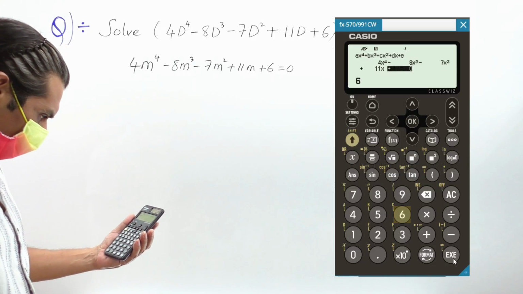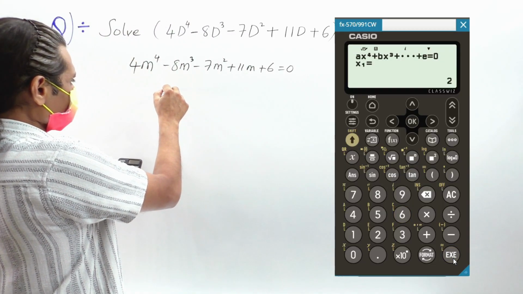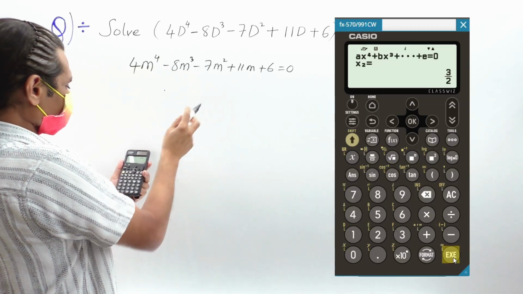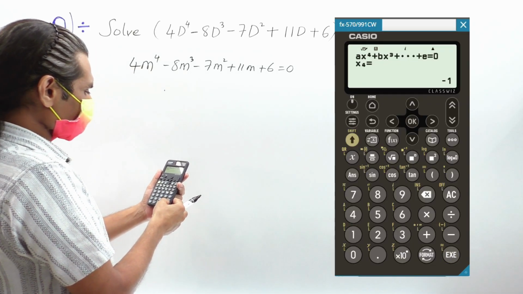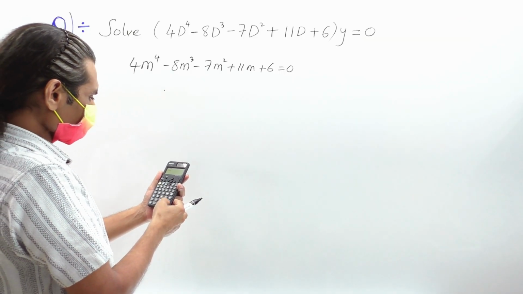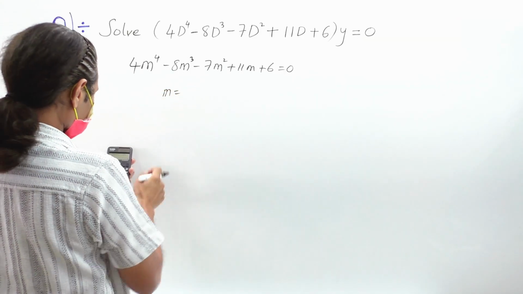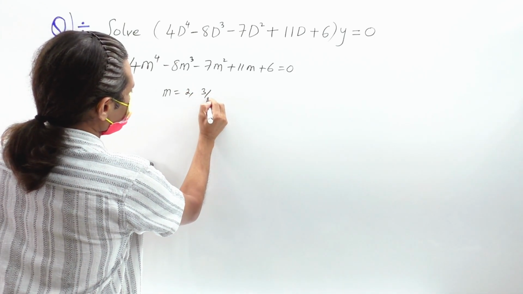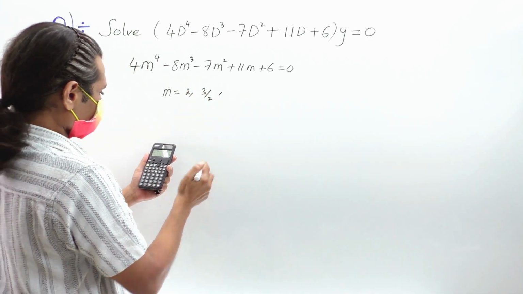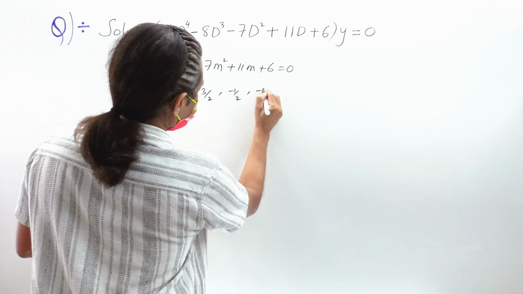Now when you press equal to, I will write the roots here. We're getting the roots as x1 = 2, x2 = 3/2, x3 = -1/2 and x4 = -1. Okay, so I write down: having the roots as, m = 2, 3/2, -1/2 and the last one is -1.